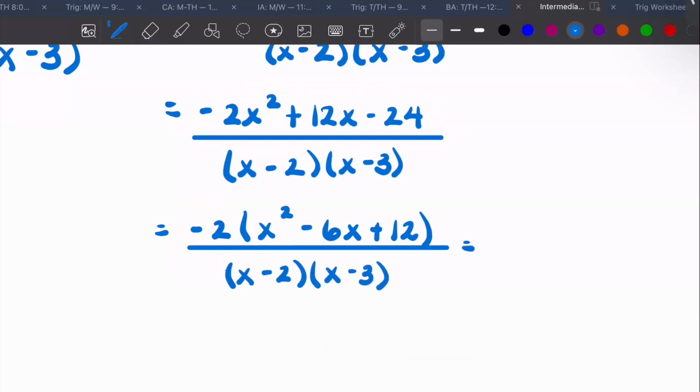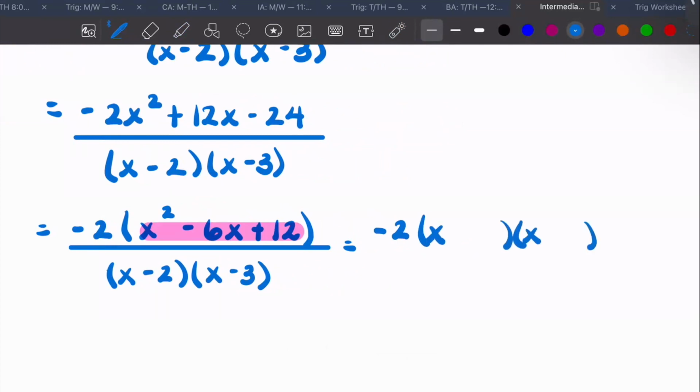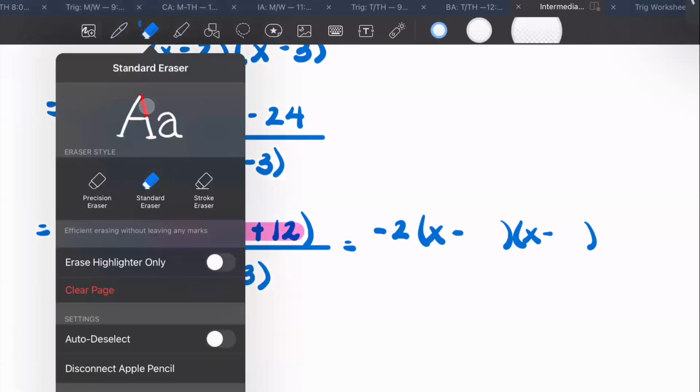Okay. This is an easy trinomial. So let's factor that. Our signs are the same, both negative, and factors of 12 that add to give us negative 6 are non-existent, right? Don't exist.